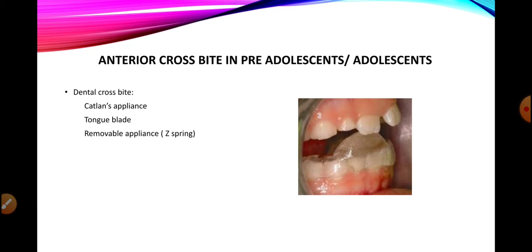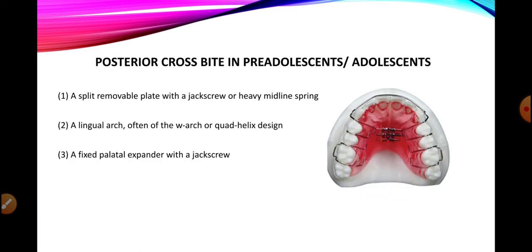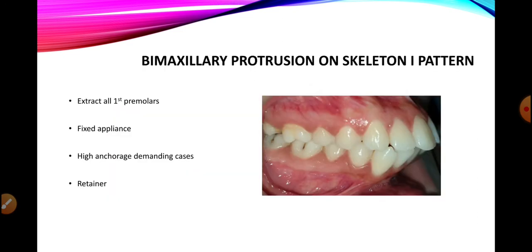In the transverse discrepancies, we'll be dealing with the transverse discrepancies that are present in the anteroposterior plane. They are causing an anterior crossbite, and the transverse discrepancies that are present in the transverse plane are usually causing posterior crossbites and are dealt with separately. So in cases of anterior crossbites, usually a cat lens or tongue blade or a removable Z-spring will be given. And in case of posterior crossbites, we'll usually be giving the lingual arches or the jack screws.